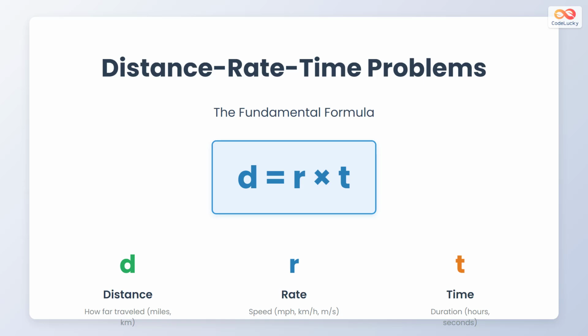Welcome to this algebra lesson on distance, rate, and time problems. In physics and mathematics, the relationship between how far you go, how fast you are moving, and how long it takes is defined by one fundamental formula. Distance equals rate multiplied by time.